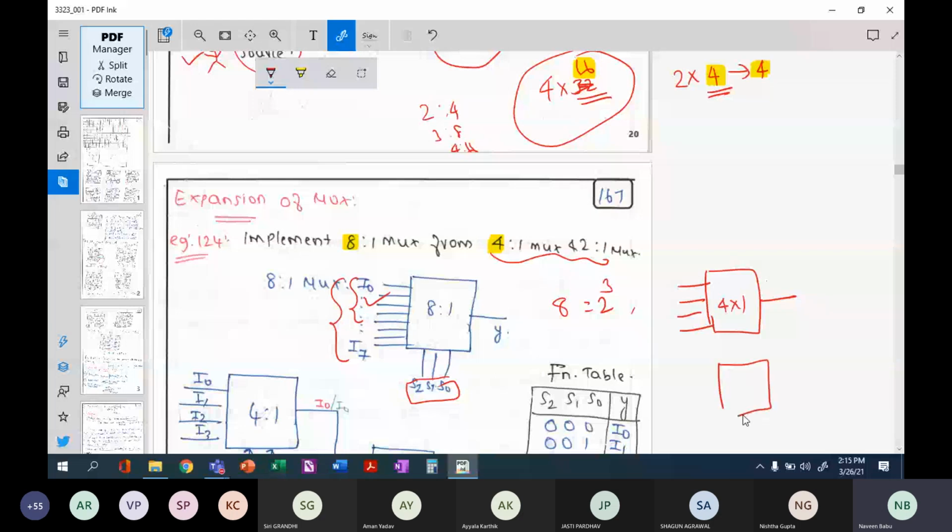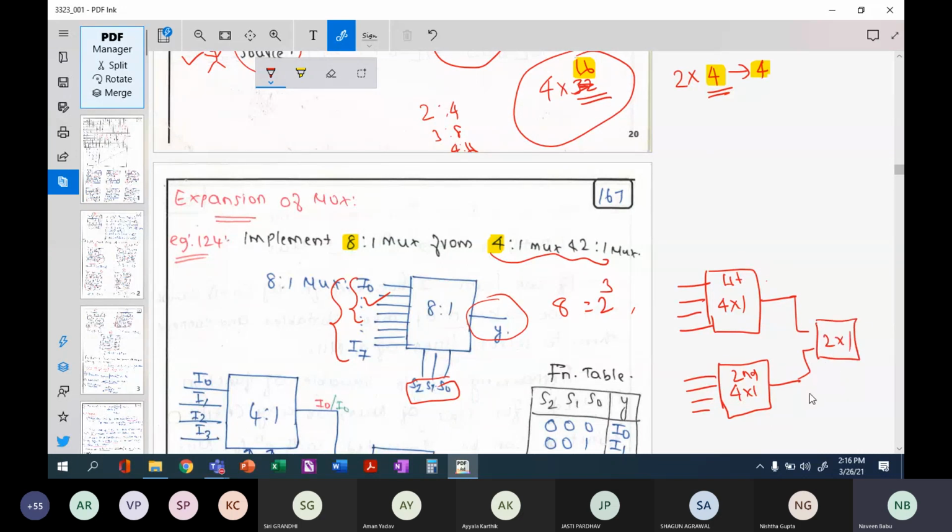Then the next 4 inputs will be taken care of by the next 4 inputs of my second multiplexer. This is my first multiplexer. This is my second multiplexer, and I will have another output. Please see here that I am having 2 outputs now, but in my final multiplexer, I am having only one output. So in order to select this also, I should use a 2x1 multiplexer.